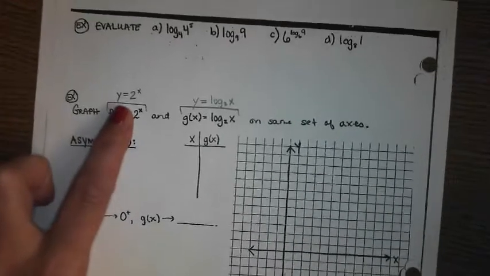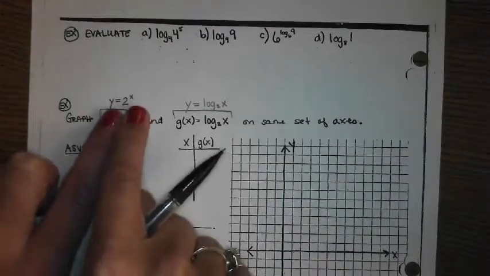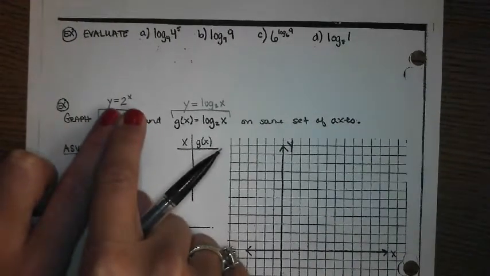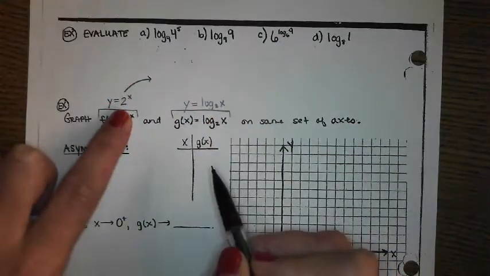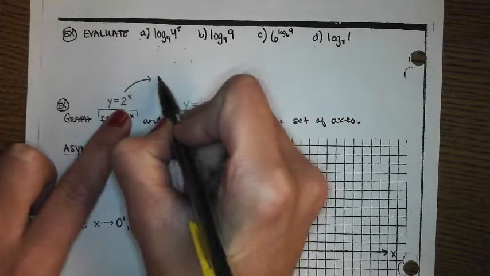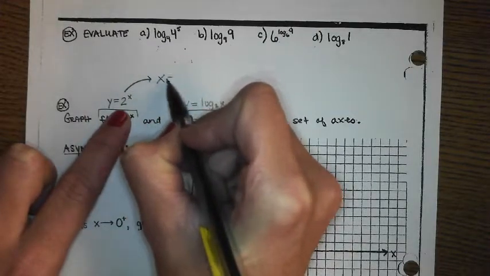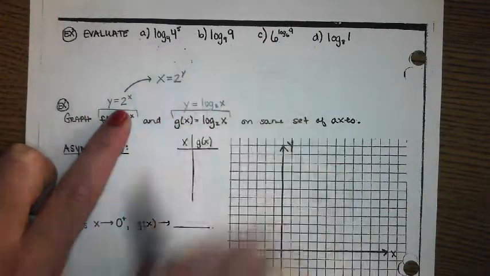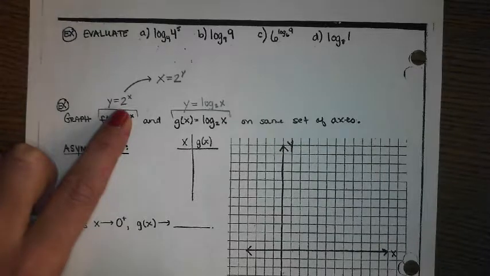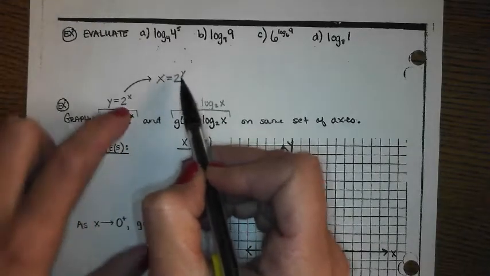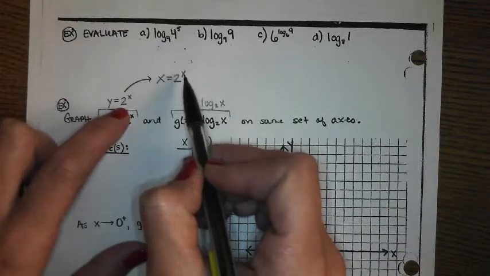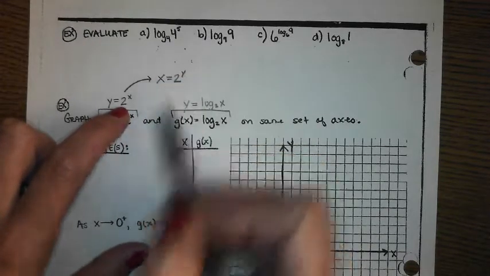Simply by going through the process of writing the inverse of an exponential function. So the process of writing an inverse says to first do what? Switch the x's and the y's. And then do what? Solve for y.